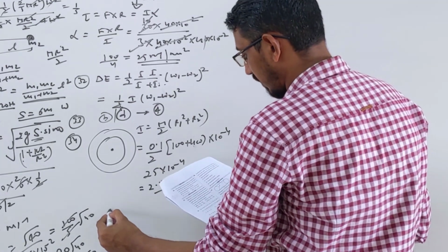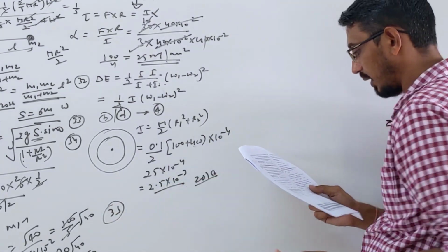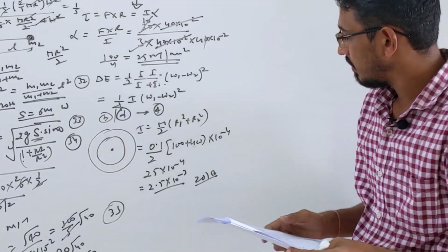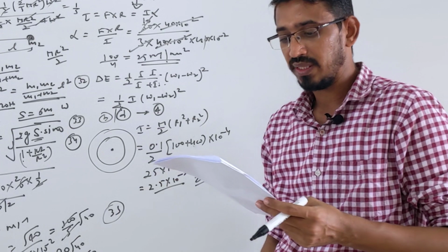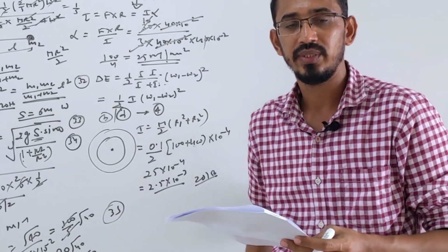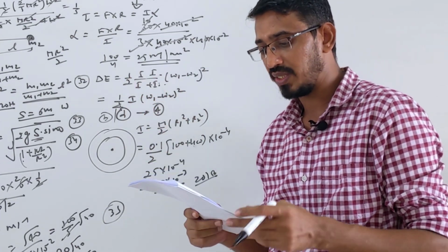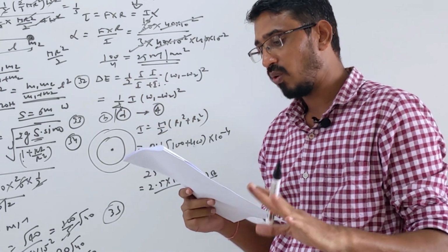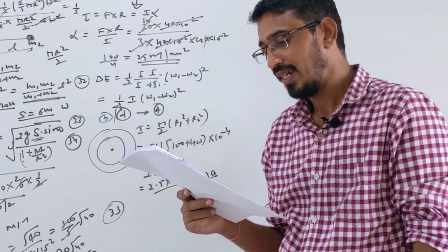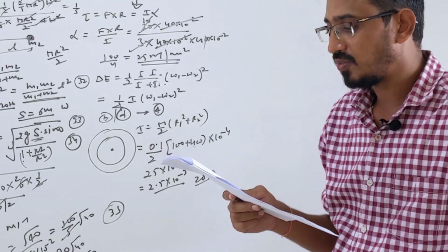Question number 35 we are doing now, from NEET 2018. NEET 2018 problems we are doing. Question number 35 says three objects are given: a solid sphere, a thin circular disc, and a circular ring, each of the same mass and radius r. They all spin with the same angular velocity omega about their own symmetry axis. The amount of work required to bring them to rest will satisfy which relation?